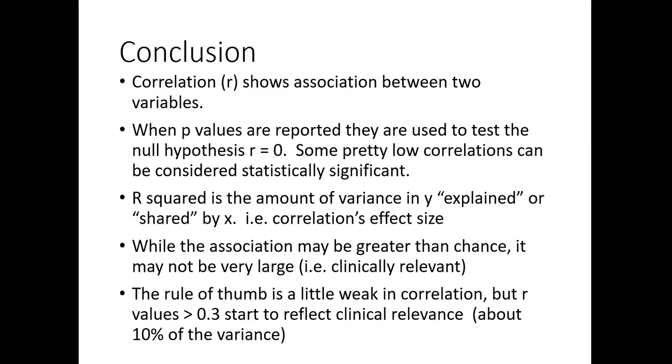And our rule of thumb is a little weak in correlation, but R values greater than 0.3 start to reflect clinical relevance, meaning that they account for about 10% of the variance. Not a lot, but clinically relevant, as is 0.5 clinically relevant in the difference between two means, but it's not a very big difference.